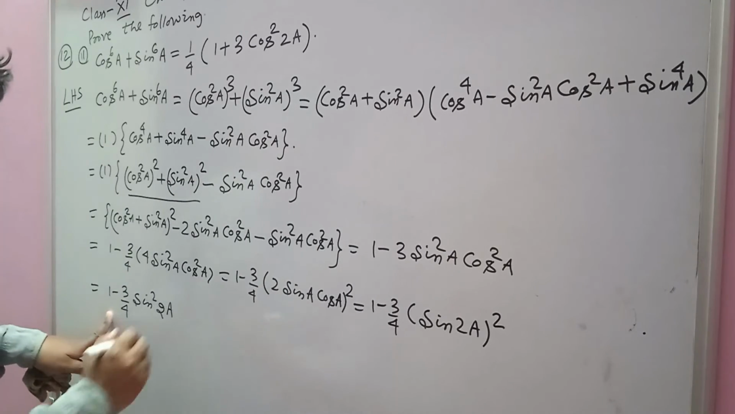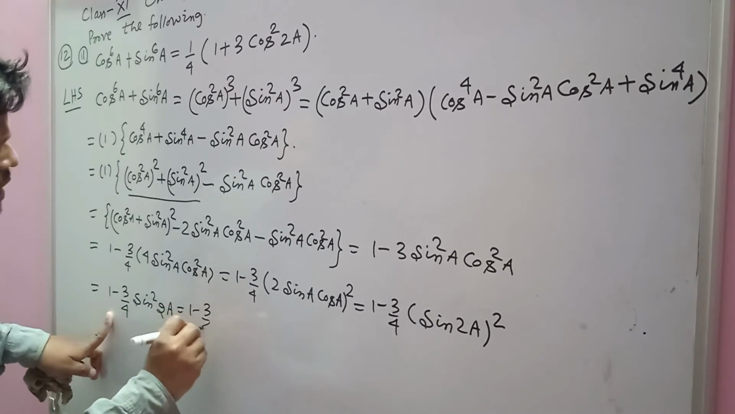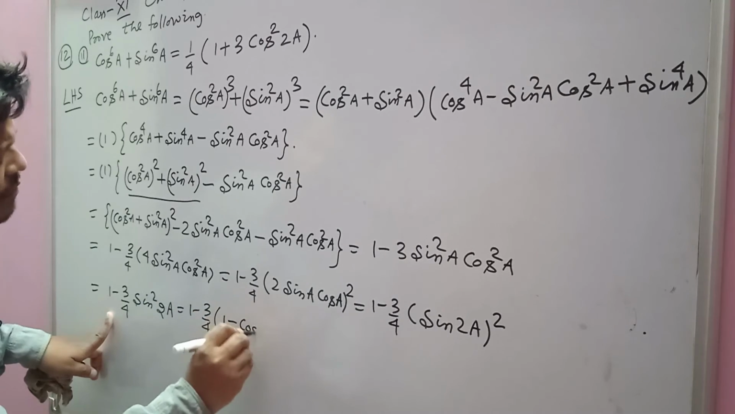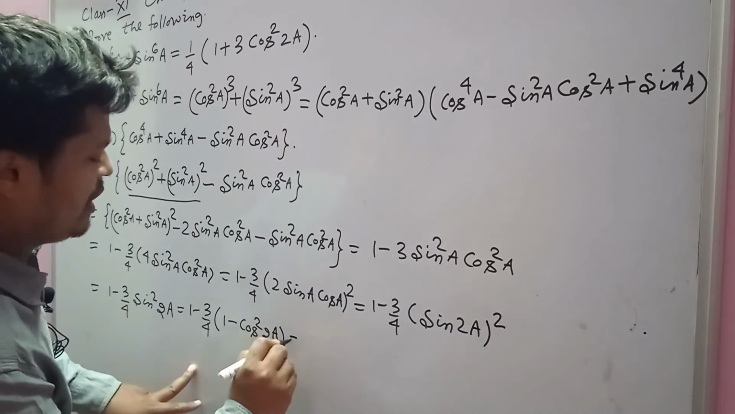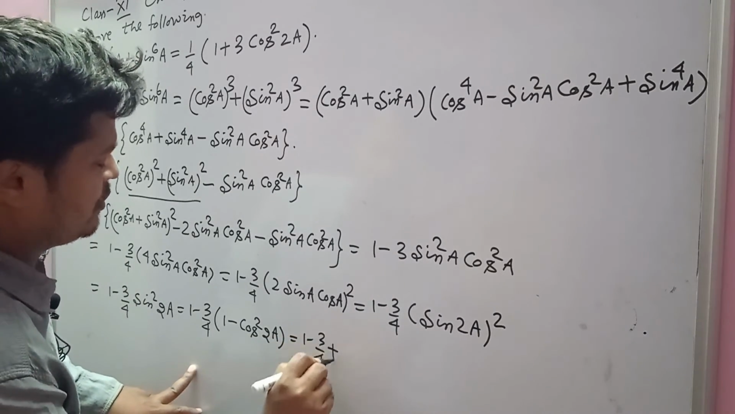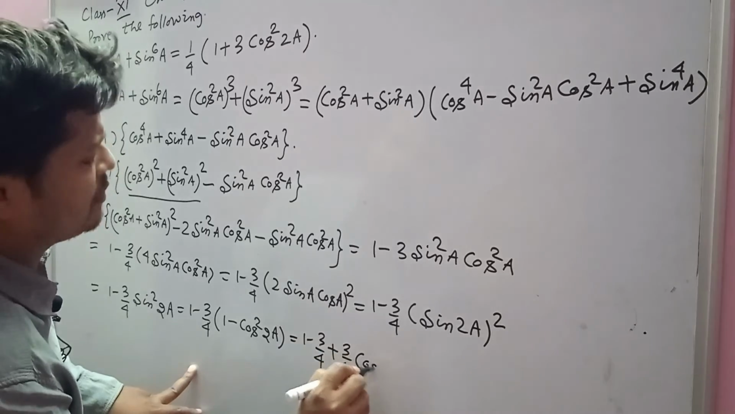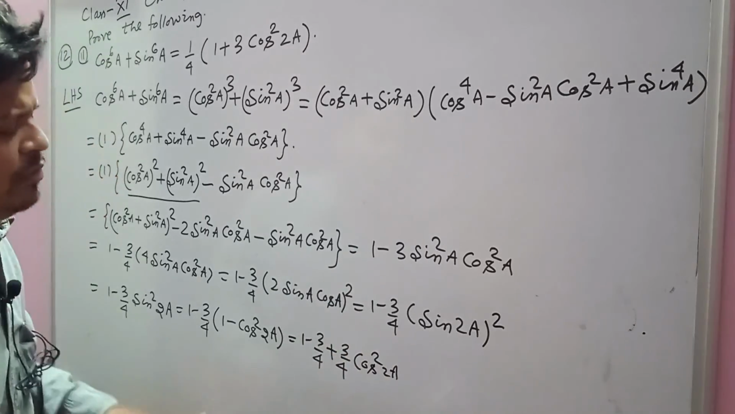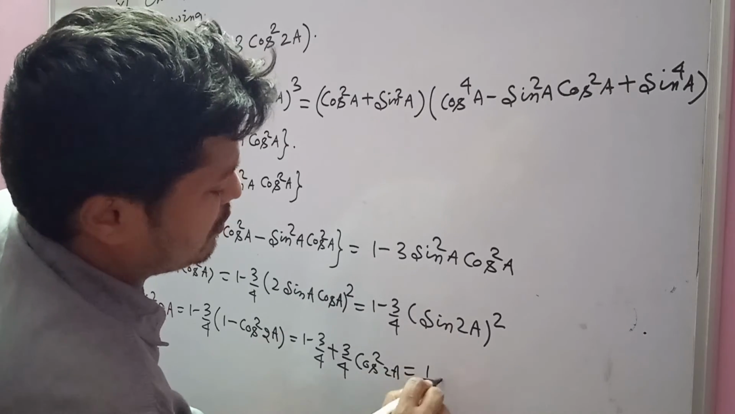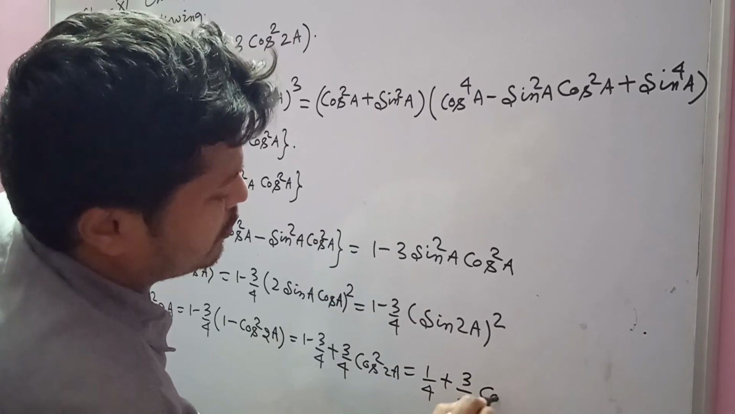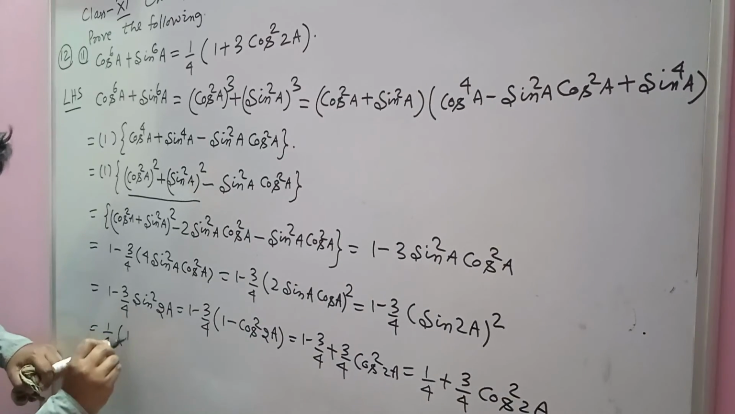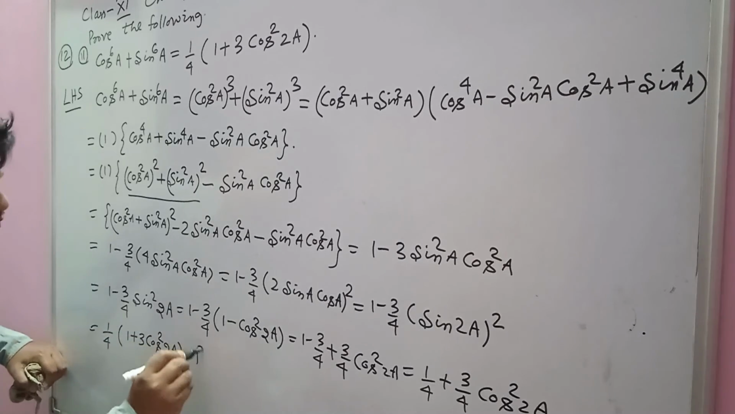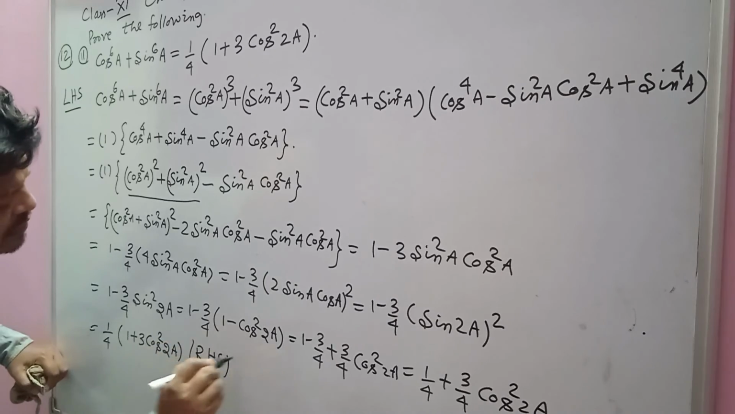Now you can write it in two ways. 1 minus 3/4 sin^2 2a is 1 minus 3/4 (1 minus cos^2 2a). So you get 1 minus 3/4 plus 3/4 cos^2 2a, which is equal to 1/4 plus 3/4 cos^2 2a, which is 1/4 into (1 plus 3 cos^2 2a), which is nothing but RHS. Proved.